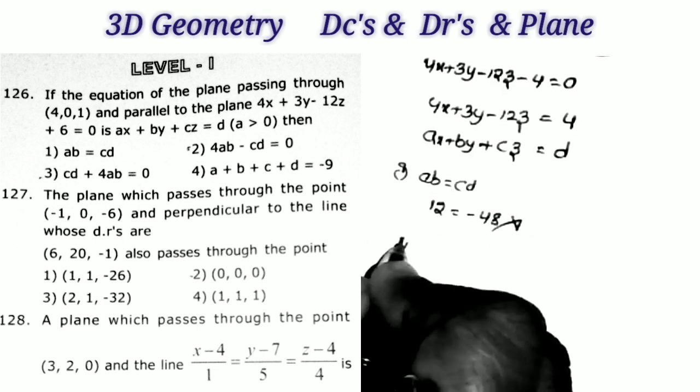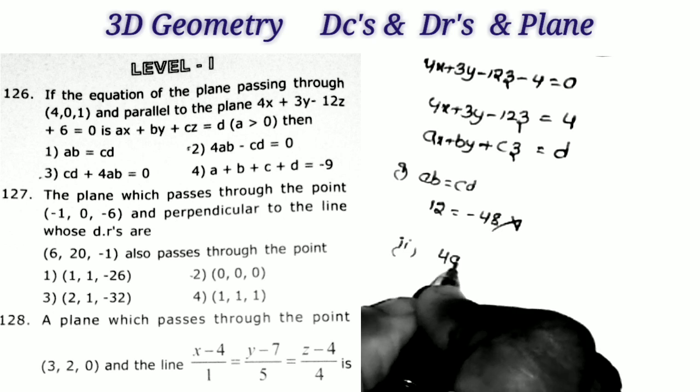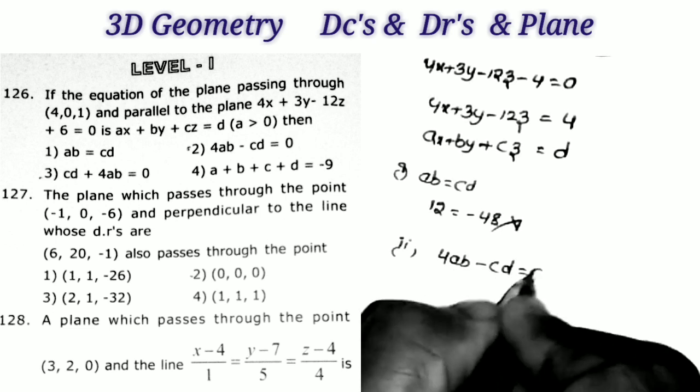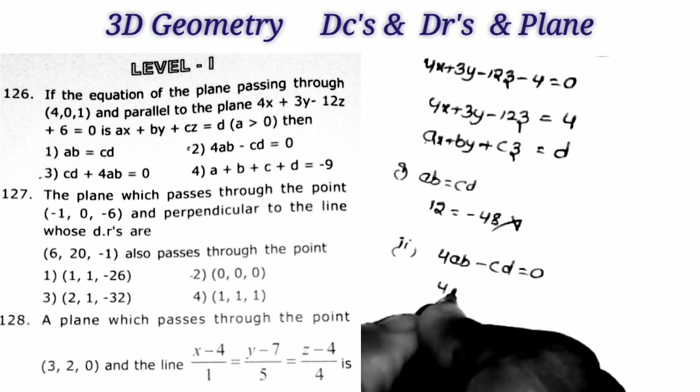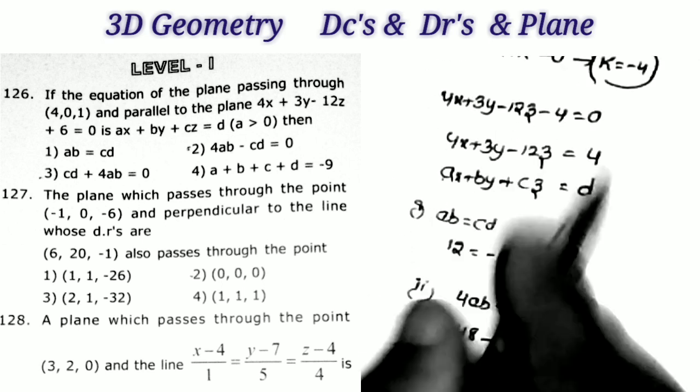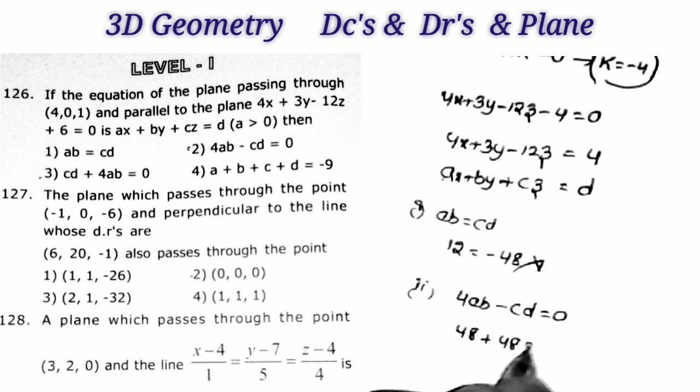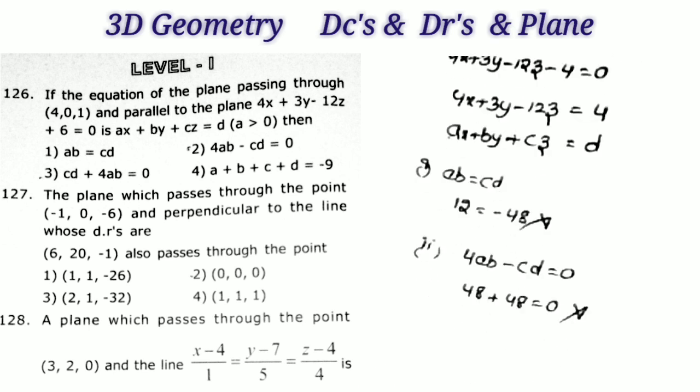Now taking the second option: 4ab - cd = 0. 4ab is 4 into 12, that is 48, minus cd, -12 into 4, -48. No, this is not the correct option. Now taking the third option, what is the third option here? cd + 4ab.